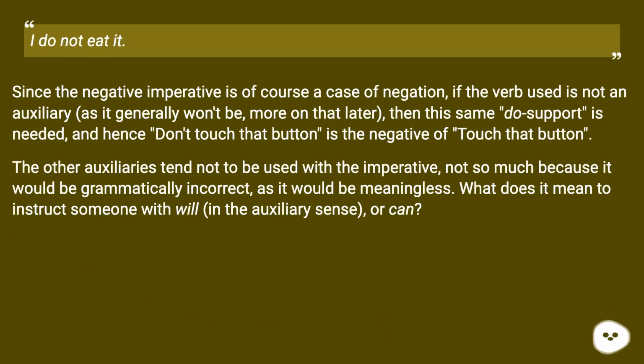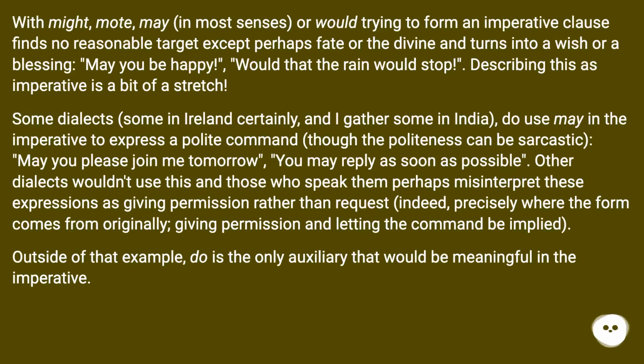The other auxiliaries tend not to be used with the imperative, not so much because it would be grammatically incorrect, as it would be meaningless. What does it mean to instruct someone with will, in the auxiliary sense, or can? With might, mote, may, in most senses, or would, trying to form an imperative clause finds no reasonable target except perhaps fate or the divine and turns into a wish or a blessing. May you be happy, would that the rain would stop. Describing this as imperative is a bit of a stretch.